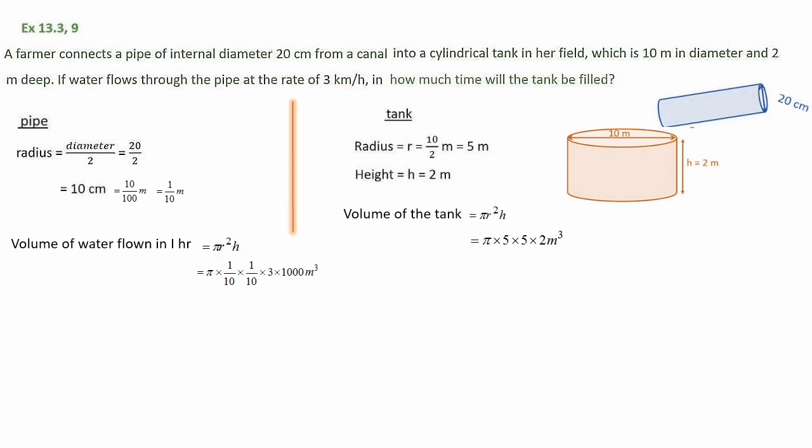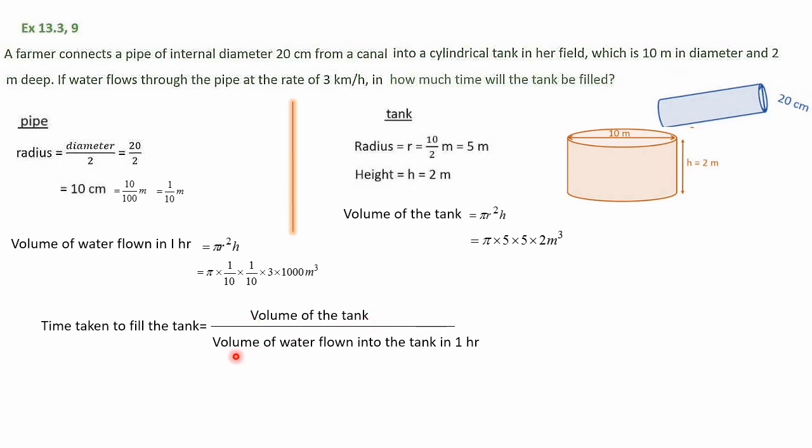Here pi into radius we have calculated, 1 by 10 into 1 by 10 into 3 km. 3 km we have to change into meter because all other units are in meter. So 3 into kilometer to meter conversion is 1000. Multiply with 1000 meter cube. This is the volume of water flown in 1 hour. So time taken to fill the tank is equal to the volume of this tank, means here only we are going to fill the water. So volume of this tank divided by volume of water flown in 1 hour. That is equal to volume of the tank divided by volume of the water flown into the tank in 1 hour. Both we have calculated.